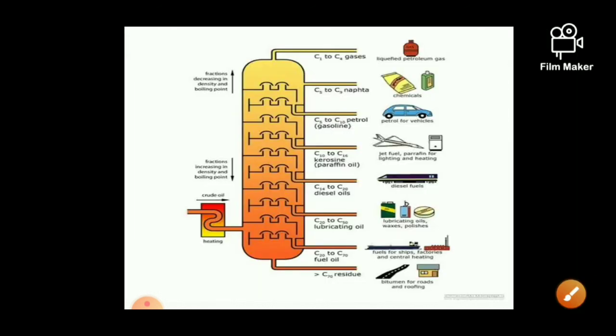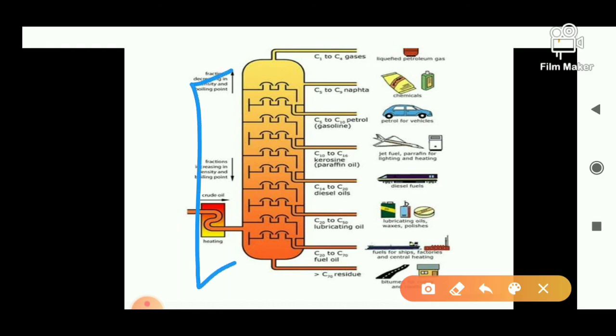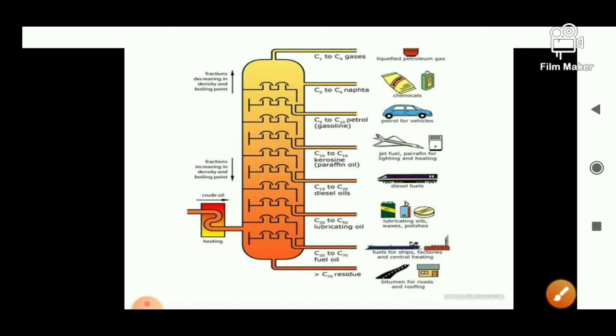Now see the next diagram. Now see, this is a tall cylindrical column. You can see it. And this is called the fractionating column. This column is fitted with horizontal trays. You can see inside, horizontal trays are there. Now crude oil is heated in the furnaces. It is heated in the furnaces.